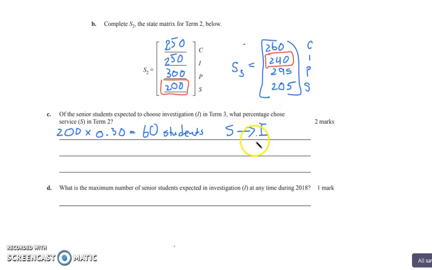So service to investigation. But this isn't what the question's asking. It's what percentage chose service in term 2. So what percentage of these chose service in term 2? We know how many students it was, so we just now need to find what 60 of this is as a percentage. So 60 out of 240 equals 25%. So of these values in here, 25% of these chose service in term 2.